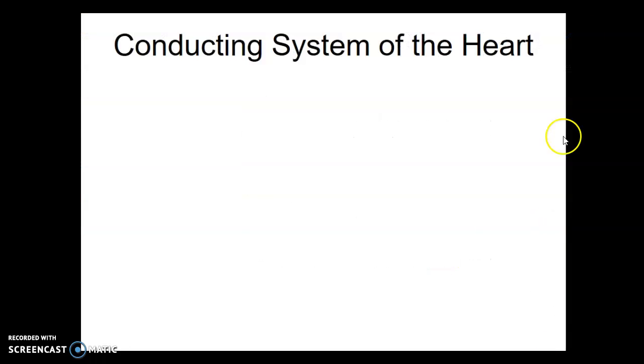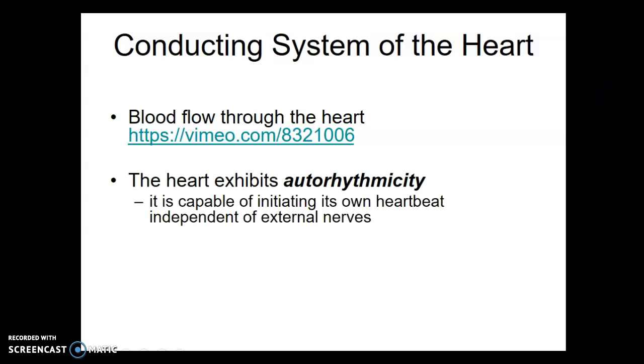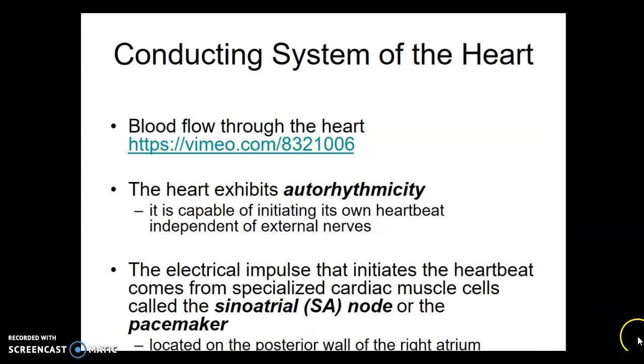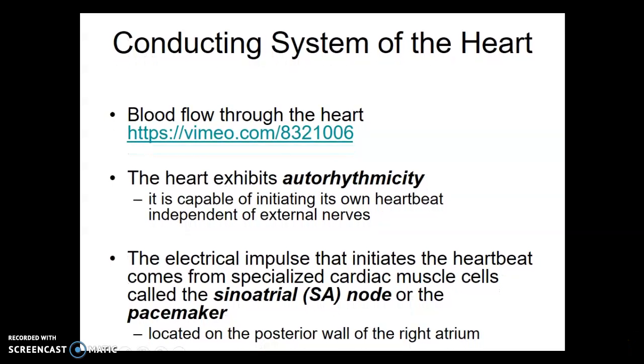Our heart exhibits something called autorhythmicity. The heart is capable of making its own heartbeat independent of any external nerves. So if there's no nervous system input to the heart, we are still going to have a heartbeat, which is really pretty cool. The electrical impulse that initiates the heartbeat comes from a little bunch of specialized muscle cells called the sinoatrial node, or the SA node, also known as the pacemaker. That's located in the back of the right wall of the right atrium.